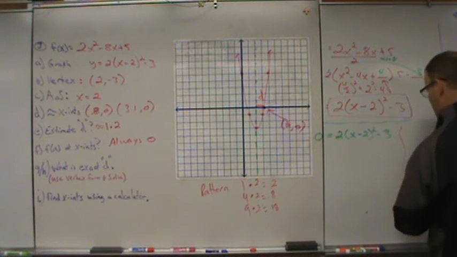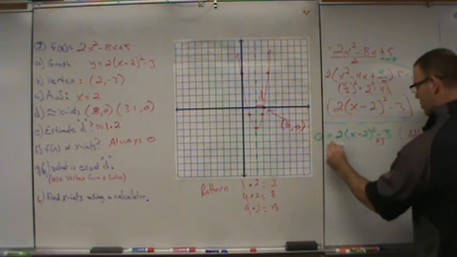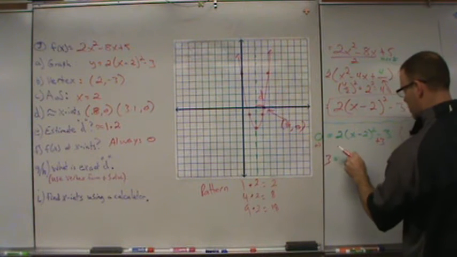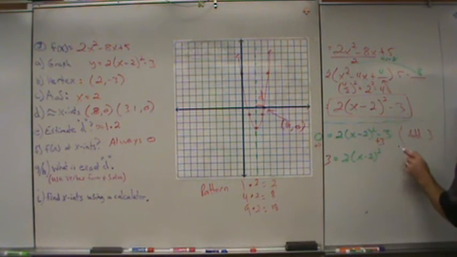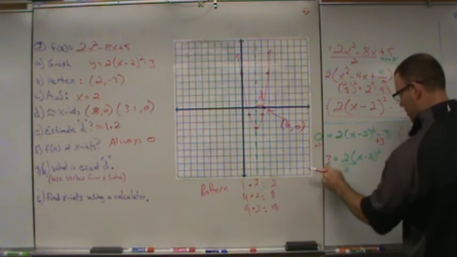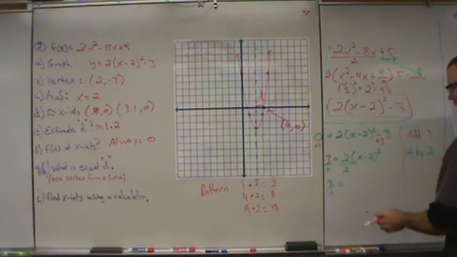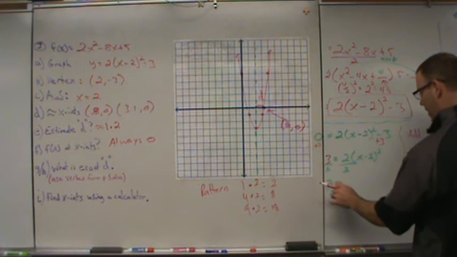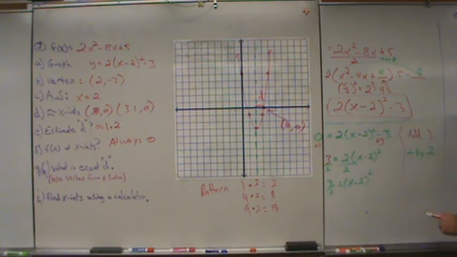Here are my justifications. I'm going to add 3, so plus 3, plus 3. So 3 is equal to 2 times (x minus 2) squared. I've got to get rid of the 2, so divide by 2. Divide by 2. 3 halves. Yes, that's right. And that's going to be a fraction. That might be a little bit of an issue, but don't worry about it right now. 3 halves is equal to (x minus 2) squared.